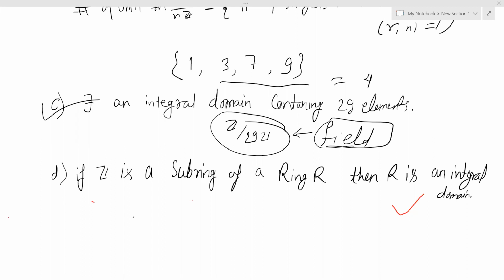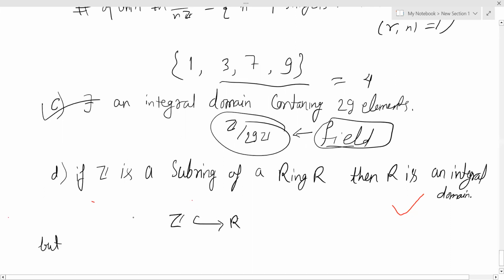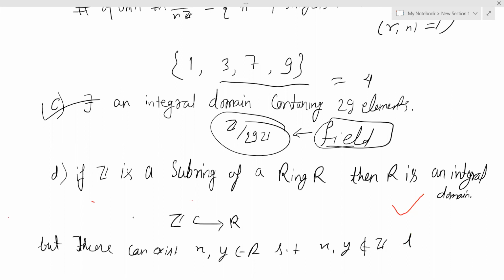Okay, so I guess you are not understanding. Suppose Z is a subring of R, which means there is an inclusion from Z to R, and now you are claiming Z does not have any zero divisor, so R also does not have any zero divisor. But there can exist x, y in R such that x, y do not belong to Z, but xy equals 0. This is a possible choice, right? So there you can have a zero divisor. Look for a counter example then. Okay, so give me a counter example.